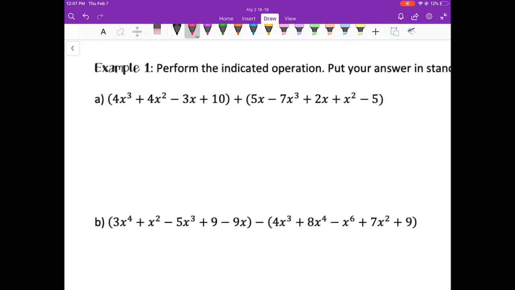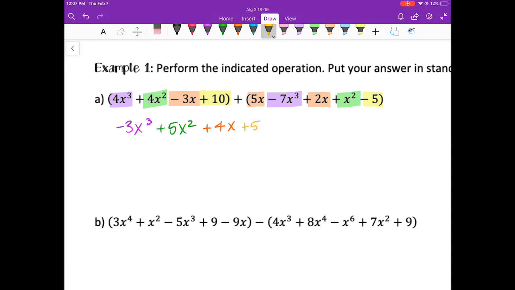adding two polynomials straight up. So all we need to do is combine our like terms. So I have 4x cubed minus 7x cubed. I have negative 3x cubed. Then I've got plus 4x squared plus x squared. I've got 5x squared. Minus 3x plus 5x plus 2x, they snuck in there. So I have 4 x's all together. And then I have plus 10 minus 5. I have a plus 5 at the end.